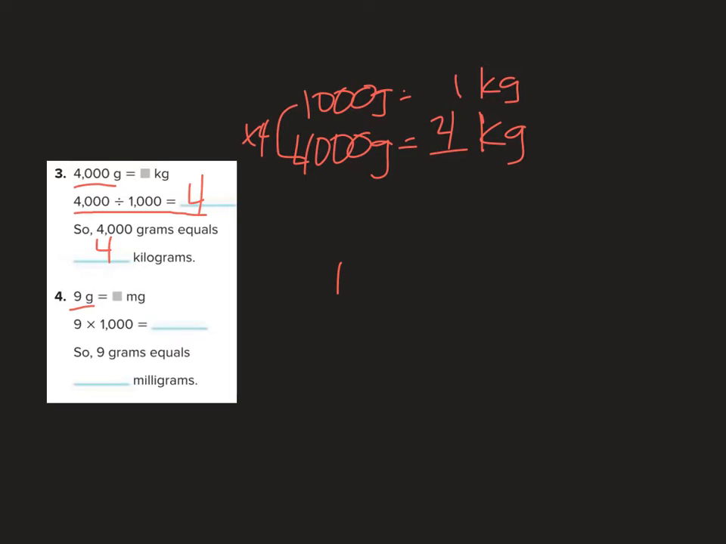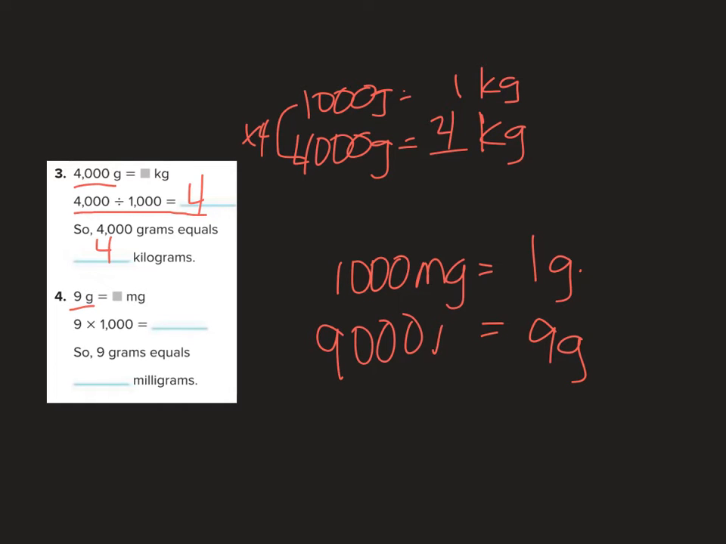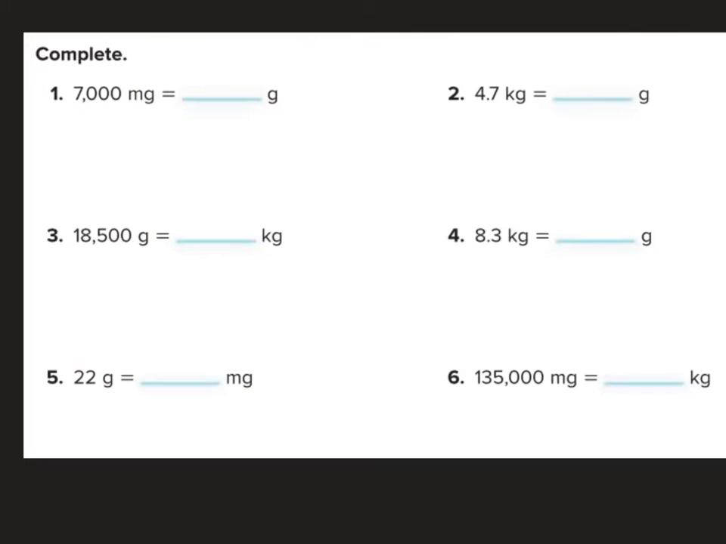So let's see here. 1,000 milligrams equals 1 gram. Here we have 9 grams, right? So that would equal 9,000 milligrams, because we're just multiplying 9 by 1,000. 9,000.